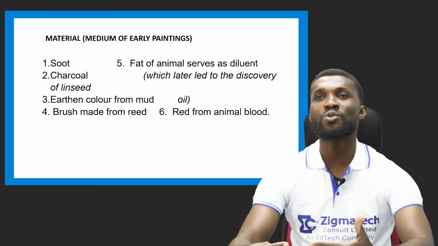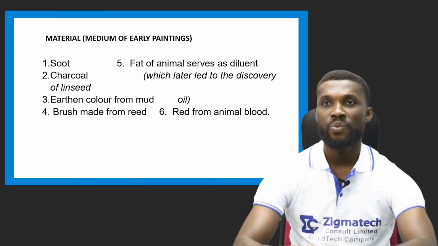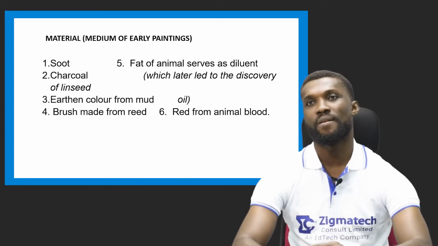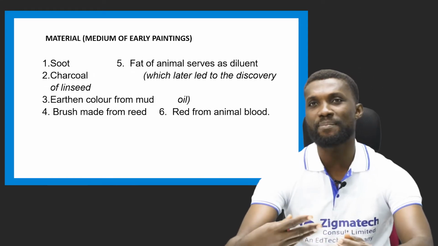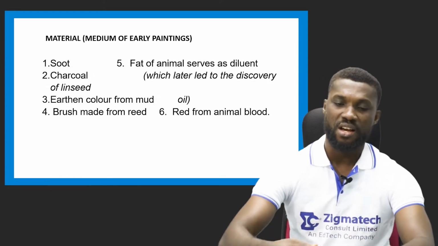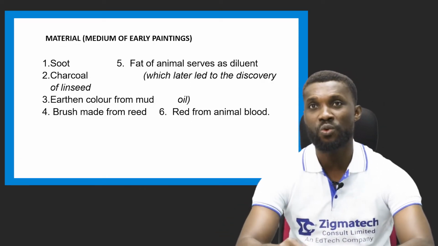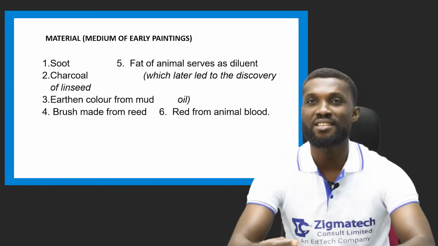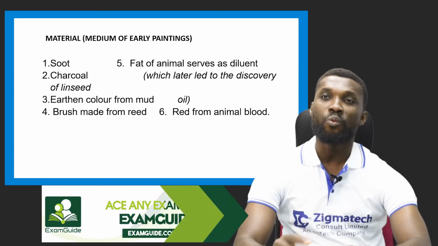And then they also used animal fat to serve as a dilute, which later led to the discovery of linseed oil. They used the fat of animals to dilute some of their paints. For example, after grinding the charcoal, they got the fat of animals and mixed it together with the charcoal to dilute it, to give it a malleable effect. So that is exactly what they did.